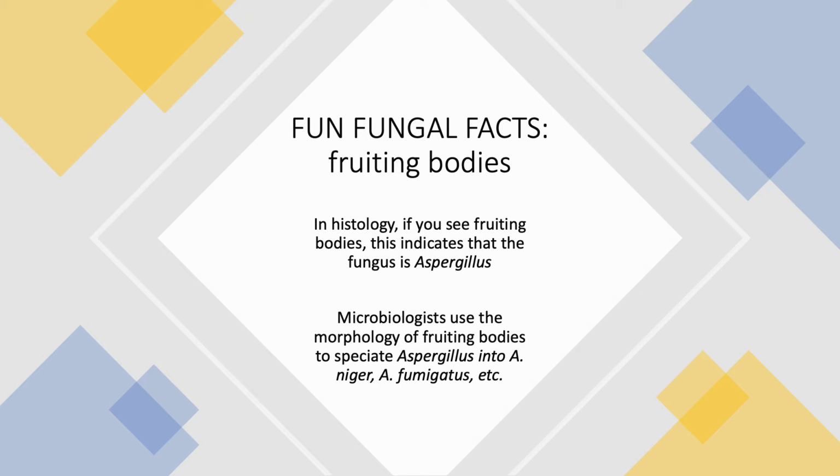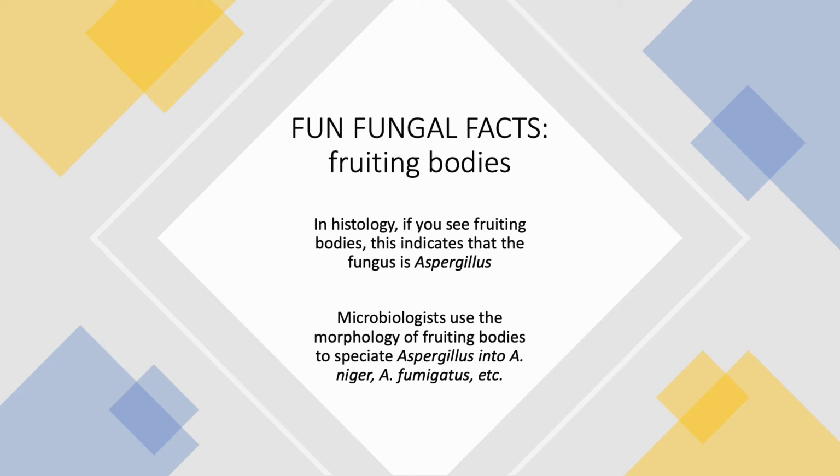So this is what we talked about. In histology, if you see fruiting bodies, this indicates that the fungus is aspergillus. If you don't see fruiting bodies, septate hyphae with narrow angle branching are usually still aspergillus, especially in the lung, but can be other things. So could be scedosporium, used to be called pseudaliscaria, or also fusarium or some other fungi.